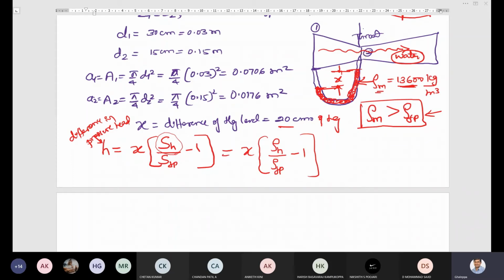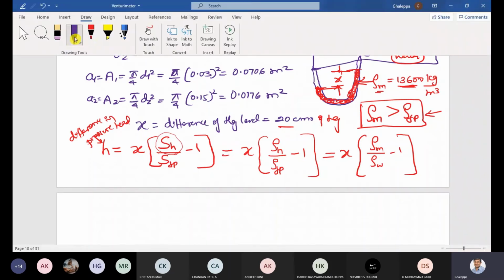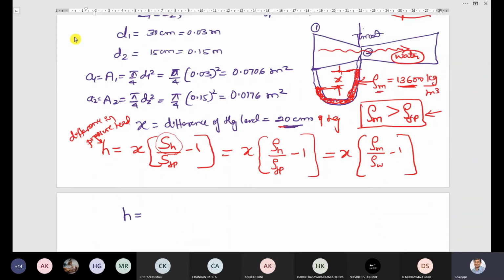So to avoid the confusion, I will write one more equation for our numerical: density of water, divided by the density of the water, minus 1, or we can take specific gravity. No worries, I'll give the equation the same way. Next, I will substitute the values. H is equal to, what is X? X is 20 centimeter. Converting 20 centimeter into meter, how much will you get? That is 0.20. I will substitute 0.20 here.